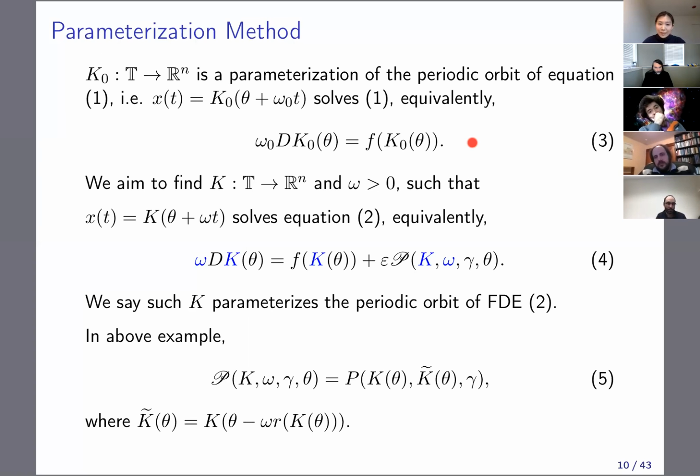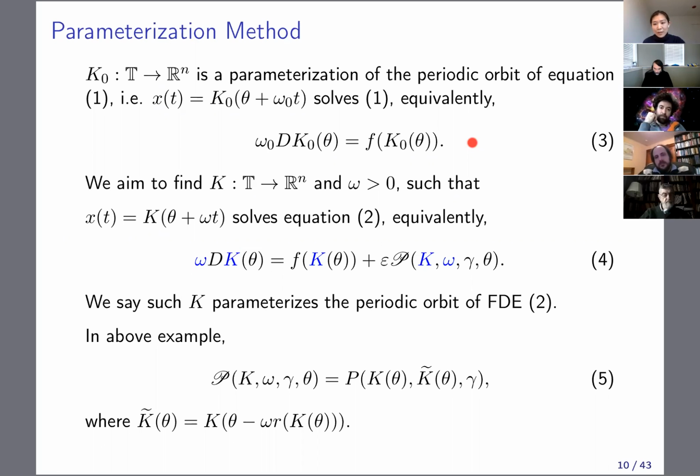Okay, now if we consider the perturbed equation, we are going to think about the parameterization of the periodic orbit in a similar way. Since the perturbed equation is a functional differential equation, it's an infinite dimensional problem. So the periodic orbit should also be an infinite dimensional object.